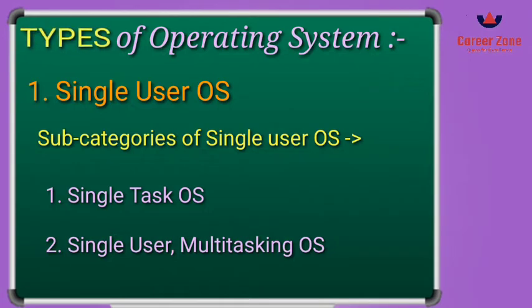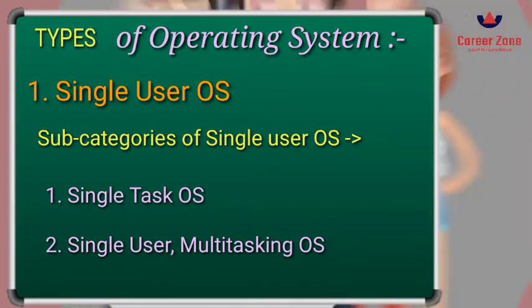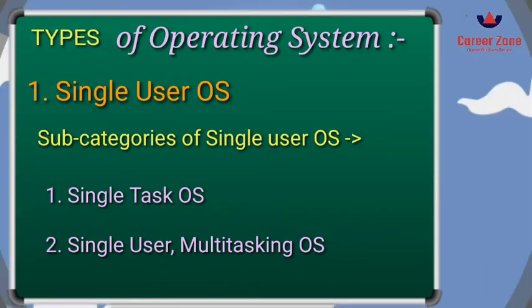In single task OS, the operating system supports or runs only a single application at a time. For example, Microsoft Disk Operating System, which is MS-DOS.